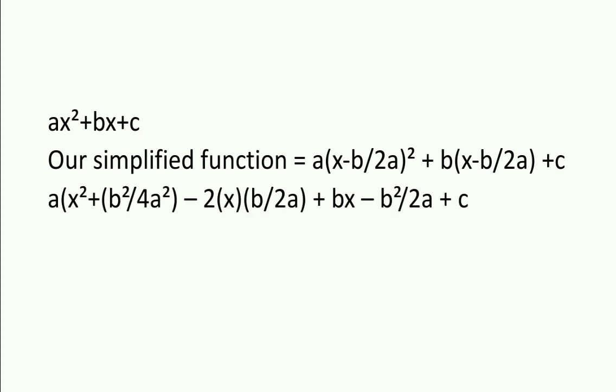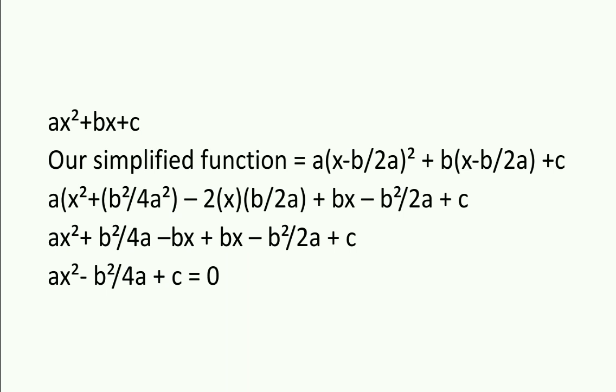So now by a little simplification, we can say that our equation equals a multiplied by x squared plus b squared over 4a squared minus 2 times x multiplied by b over 2a, plus bx minus b squared over 2a plus c. So now by further simplification, we can say that our equation equals ax squared plus b squared over 4a minus bx minus b squared over 2a plus c. So now by cancelling all the terms, we get our final equation as x squared minus b squared by 4a plus c equals 0. So we get x squared equals b squared over 4a minus c.